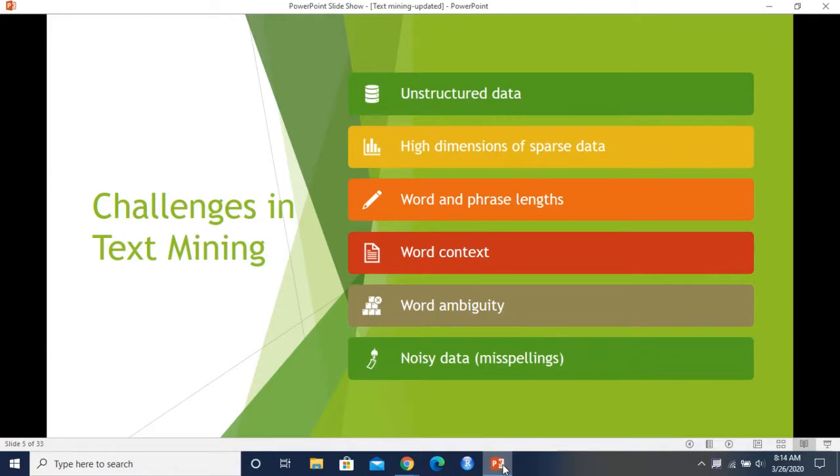This results in irregularities and ambiguities that make it difficult to understand using traditional programs as compared to data stored in fielded form in databases or annotated, semantically tagged in documents. It is predicted that by 2025, we will have 163 zettabytes of data, most of which will be unstructured.